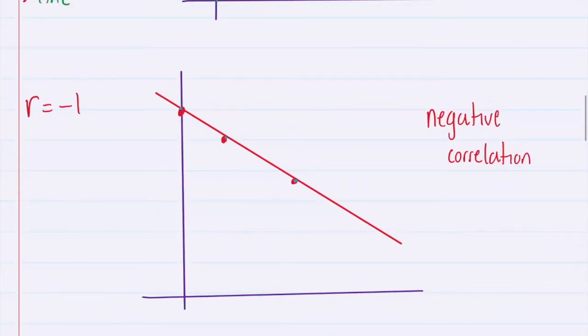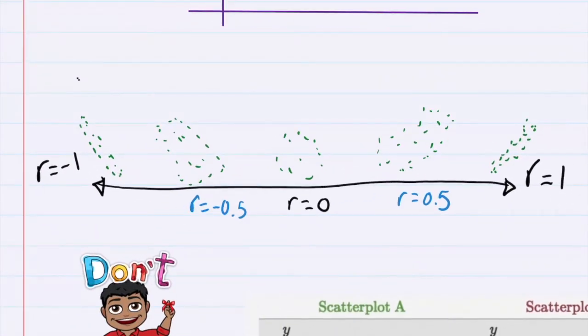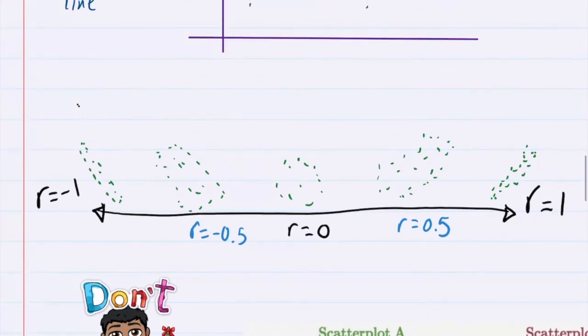Now, there could be more than these three options, and I could show you by this diagram. So it's like a little number line. When my R is negative 1, it's easy to spot the line going down. When my R is 1, positive 1, it's easy to spot the line going up. When my R is 0, there's no way I could draw a straight line. But look at this. Look at what happens. When my R is 0.5, positive, notice how it starts forming more or less a straight line going up. When my R is negative 0.5, look, it's starting to form a line going down.